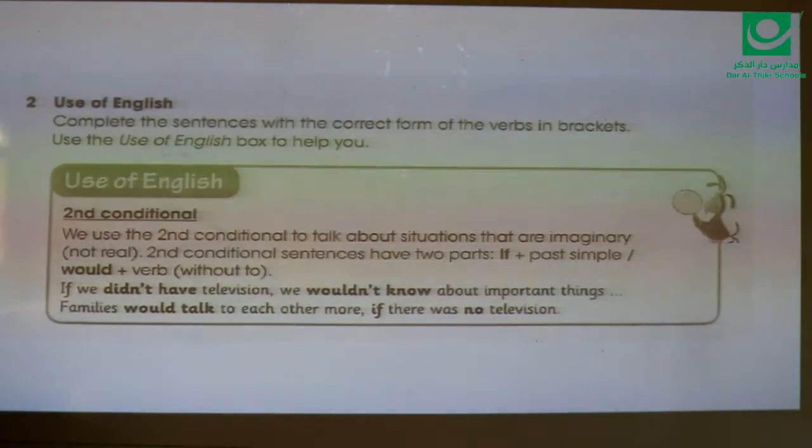Use of English, students. Complete the sentences with the correct form of the verbs in brackets. Use the Use of English box to help you. I'm going to read this quickly as we said last lesson about the second conditional sentences, and we said that we use it to talk about situations that are imaginary, not real. The second conditional sentences have 2 parts. Please pay attention to this. If and past simple. The next part would be would plus verb without to. Two examples: If we didn't have television, we wouldn't know about important things. Families would talk to each other more if there was no television.